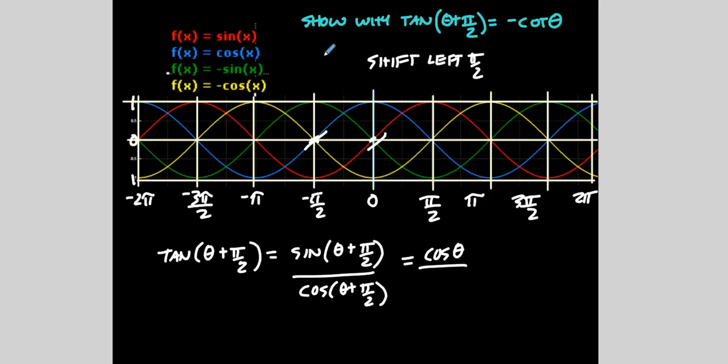Then we'll do the same for cosine. So here's cosine of theta. Here's cosine of theta plus pi over 2, which is negative sine theta, the green function. So once again, this is negative cotangent theta. And this concludes all the properties for this video.